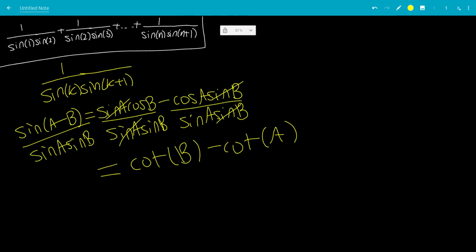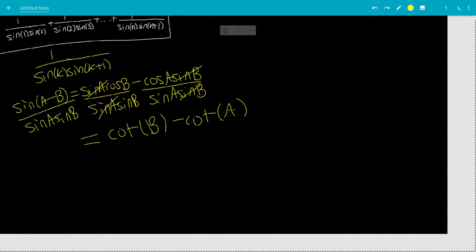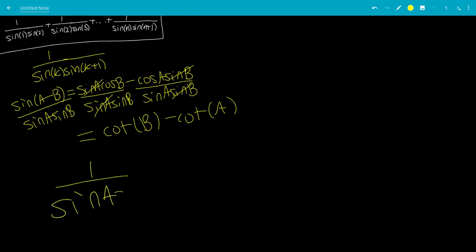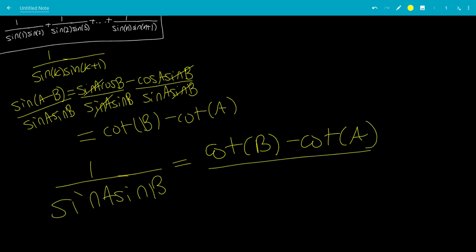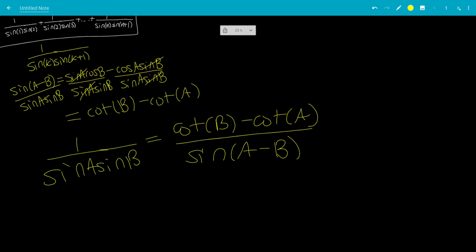Okay, so now let's divide by this term. So we have 1 over sin A sin B will be cotangent B minus cotangent A over sin(A minus B). The difference between k plus 1 and k is 1. So let's plug in, and I want this to be the sine of some positive number, I don't want it to be negative. So we want A bigger than B. So let's let A be k plus 1 and B be k.